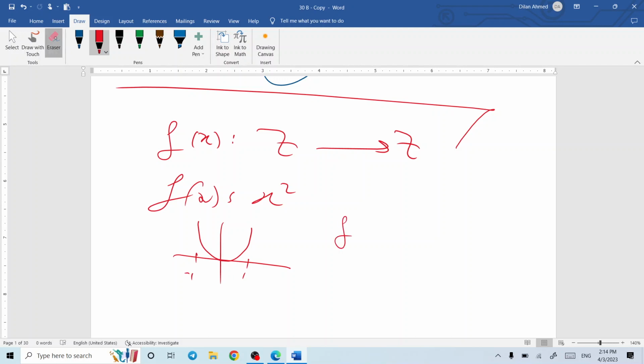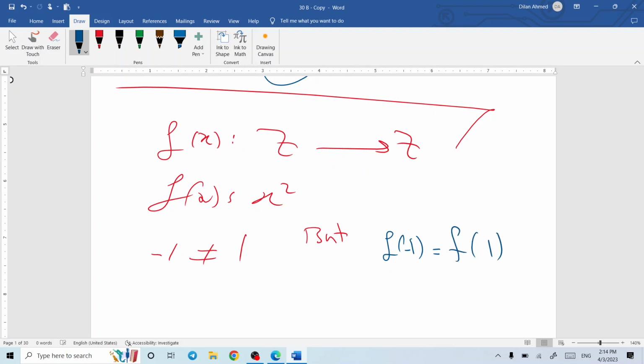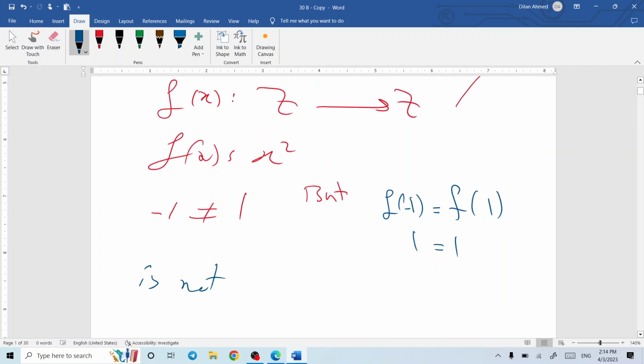So if I want to show that it's not 1 to 1, it's better to bring one example. I say minus 1 is not equal to 1, right? So we brought 2 different elements, but f of 1 is equal to f of minus 1. Am I right? Why? Because both cases equal 1. But the definition says the images also shouldn't be equal. So in that case, we say it is not 1 to 1. You got it, dear?